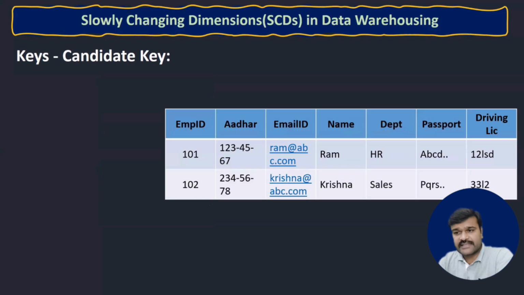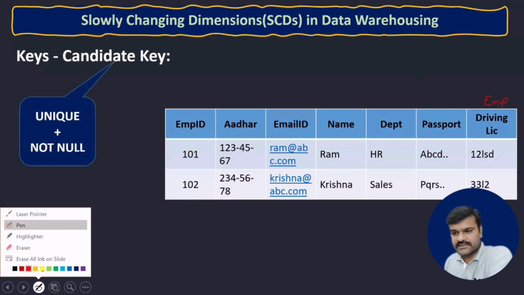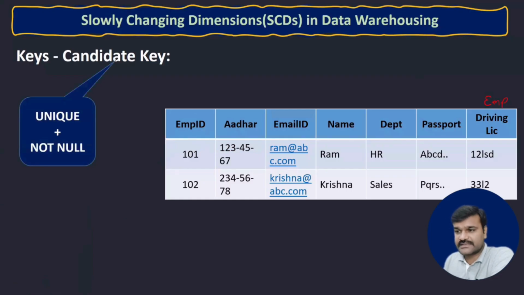So what is this candidate key? Instead of going directly to the definition, I want to understand it first from an example. Let us take this particular EMP table which we have. What is the candidate key first of all? What is its definition? It is very straightforward: uniqueness and not null. What does it mean? Try to understand with a simple example here.